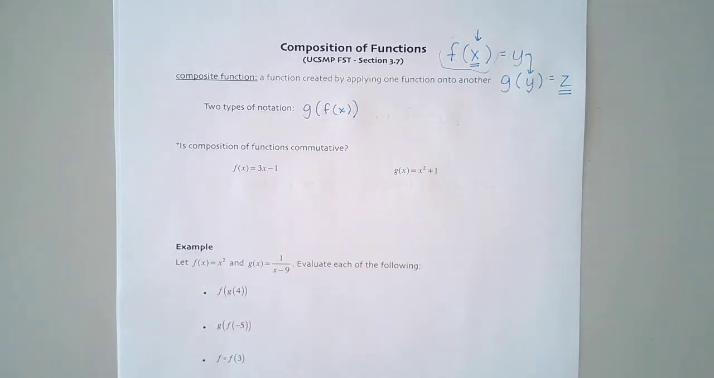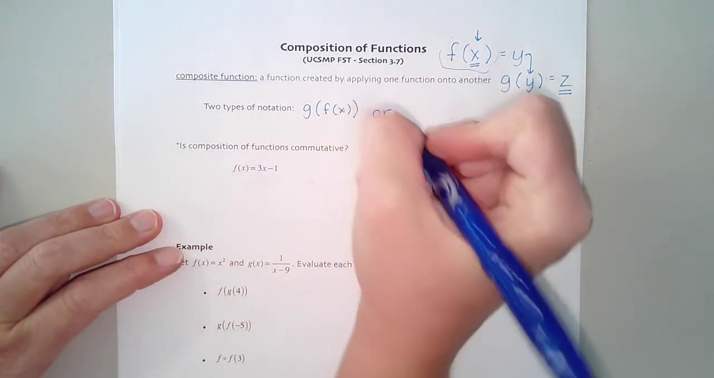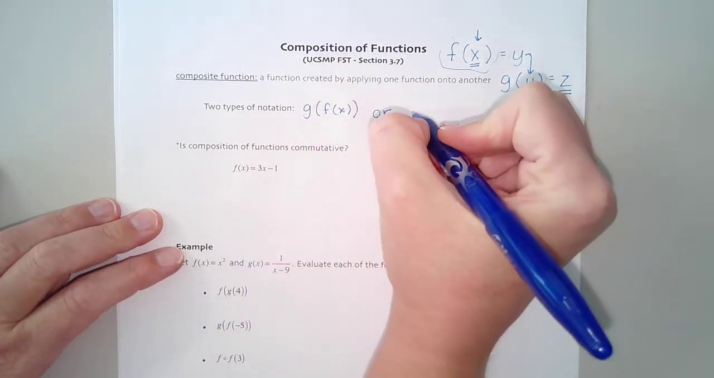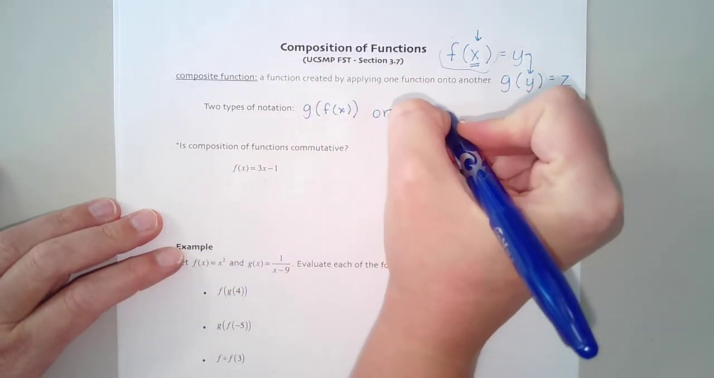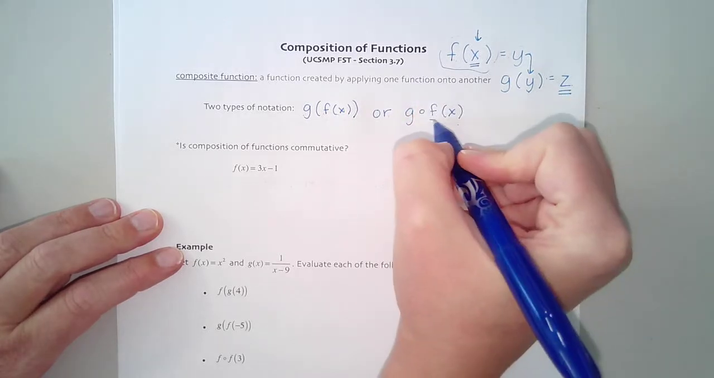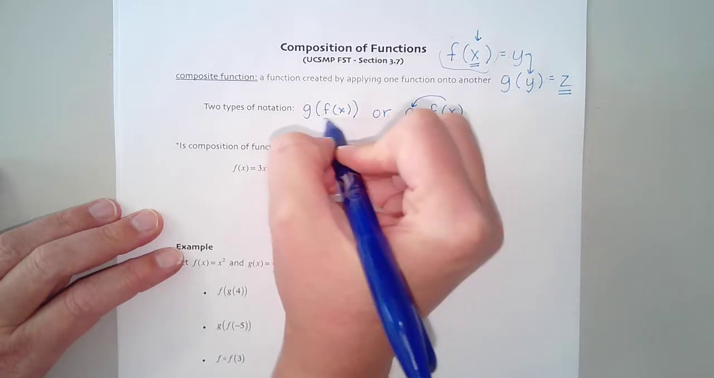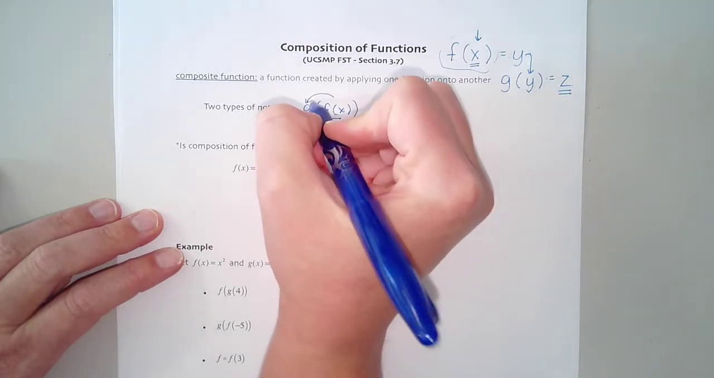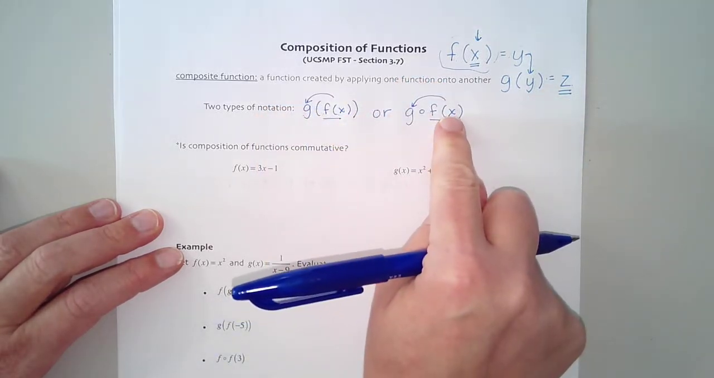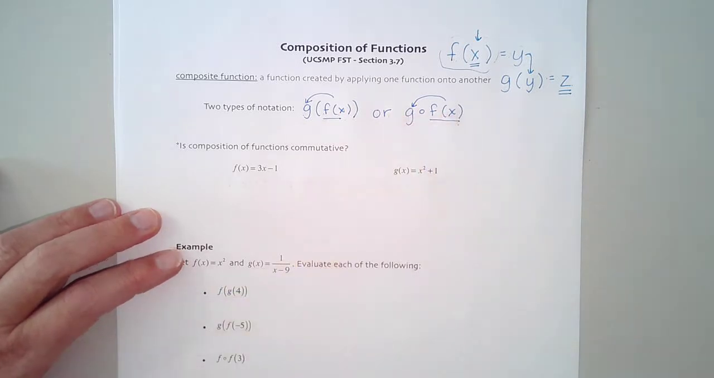Now, somewhere along the way, mathematicians decided they didn't like all of those parentheses, and so somebody developed another type of notation where instead of using parentheses, they just use this little circle. And that's really saying the same thing. This is still saying take f of x and then take the outcome from f of x and plug it into g. So with either one of these notations, you're always starting with this inside one, or the one on the right, and then you're applying it to the outer one.